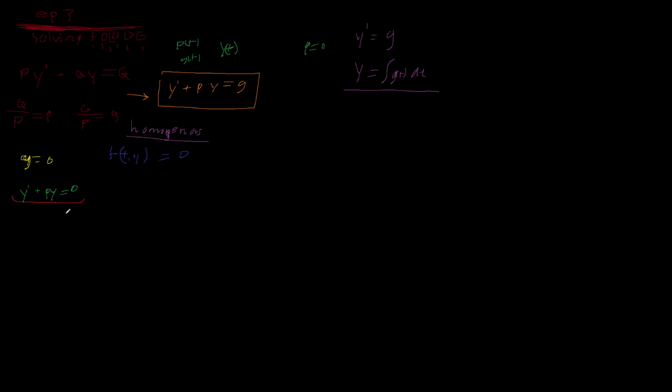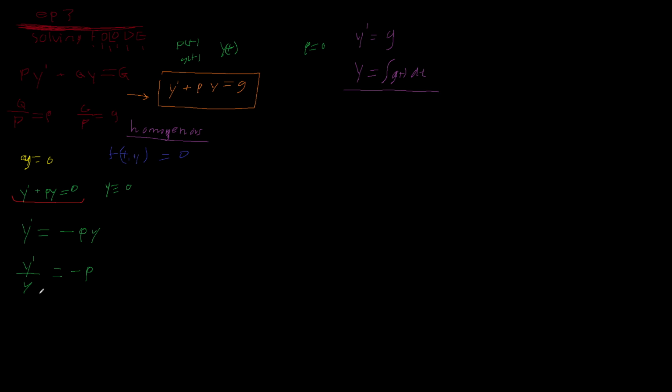One thing we know is that if y is identically 0, or just equal to 0 everywhere, that's a solution. But we want to look for other, more interesting solutions. So if we take y prime equals negative p y, moving this to the other side, we can divide by y here, and we end up getting y prime over y is equal to negative p.